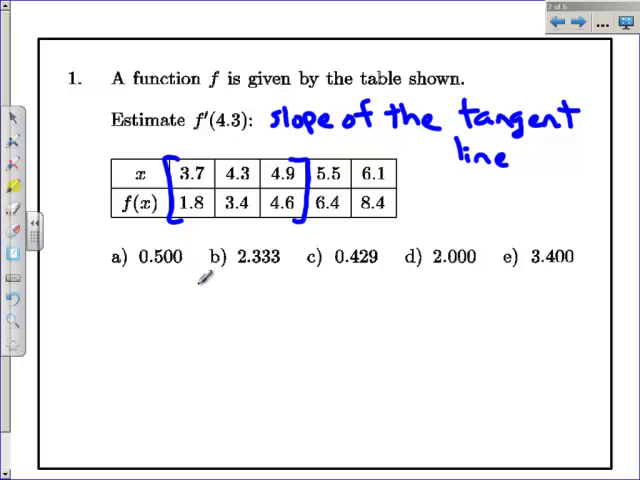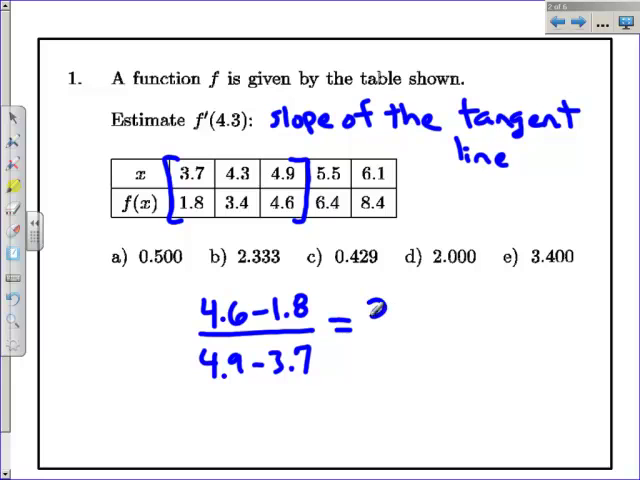So this would be, and we've seen this before, what we're going to do is the average rate of change between those 2 points. And these 2 points, notice they're pretty close to 4.3. 3.7 on the left and 4.9 on the right. So this is going to be 2.8 divided by 1.2, which is 28 over 12, which is 14 over 6, which is 7 over 3, which is 2 1/3, which is right there.